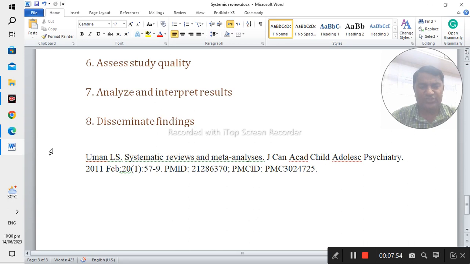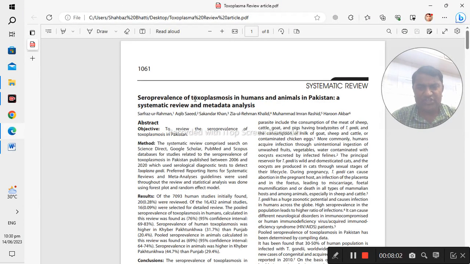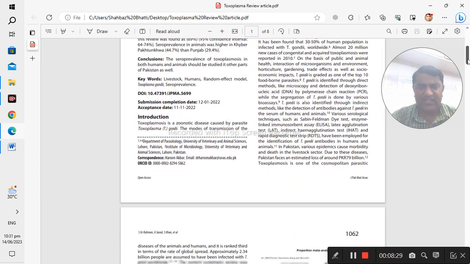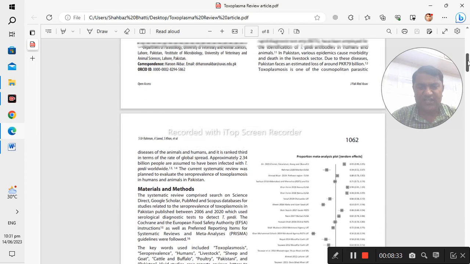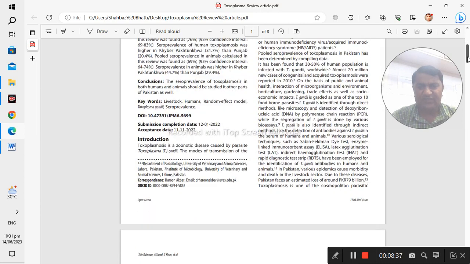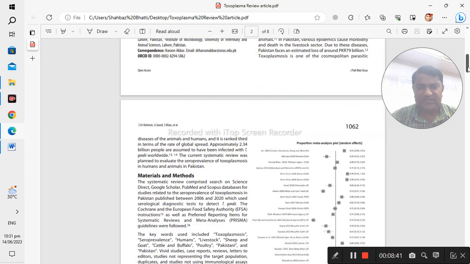Now I would like to share one example of a systemic review study, which is the seroprevalence of toxoplasmosis in humans and animals in Pakistan, a systemic review and meta-analysis. And you can see here the difference between the research paper and the systemic review. The abstract is the same as in the original research article. Then the keywords are also similar to the research article. Then the introduction is also the same as the original research article, and the last 3 lines you see here are the objective of this review article.